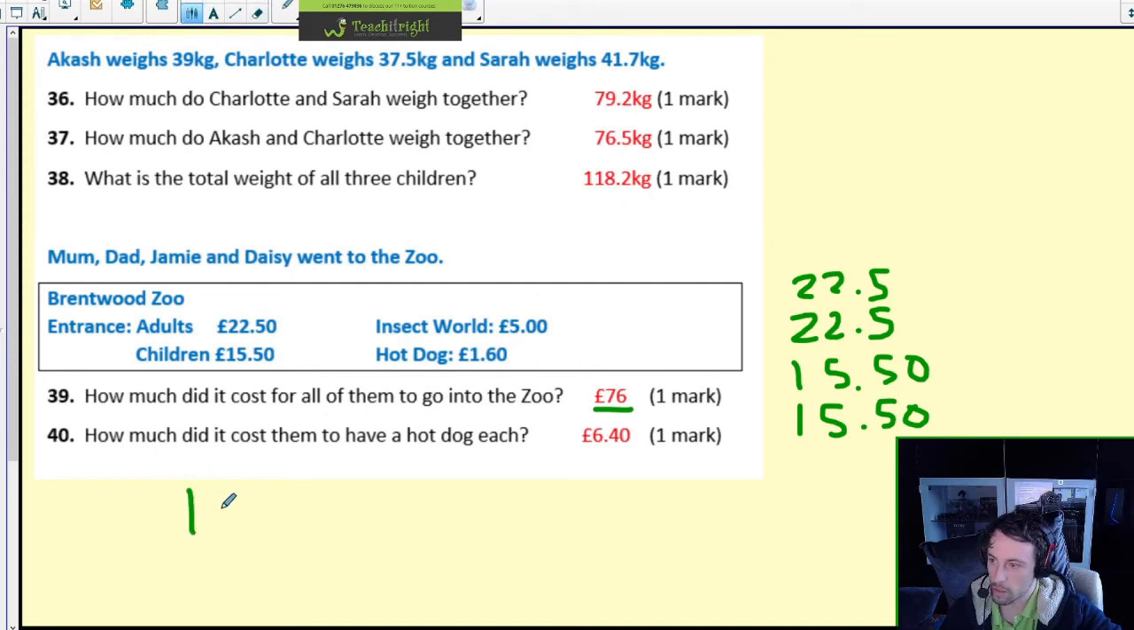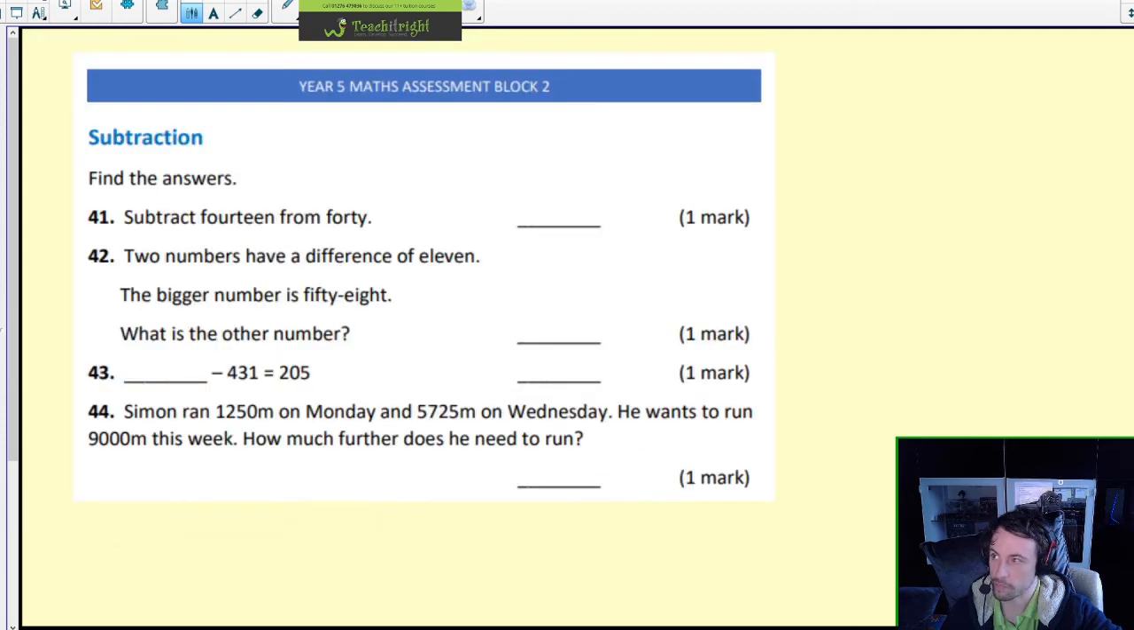Next one then, how much did it cost for them to have a hot dog each? Well, hot dogs are £1.60. And there's 4 of them, so you could do £1.60 times 4, or you could add £1.60 4 times, whichever suits you best. And the answer to that is £6.40.